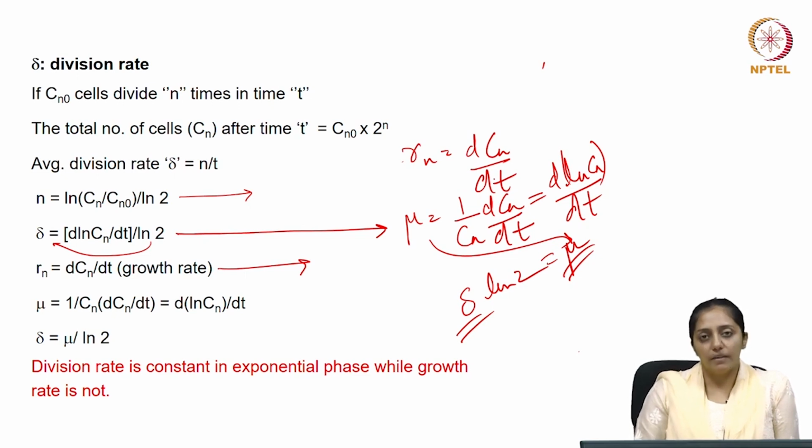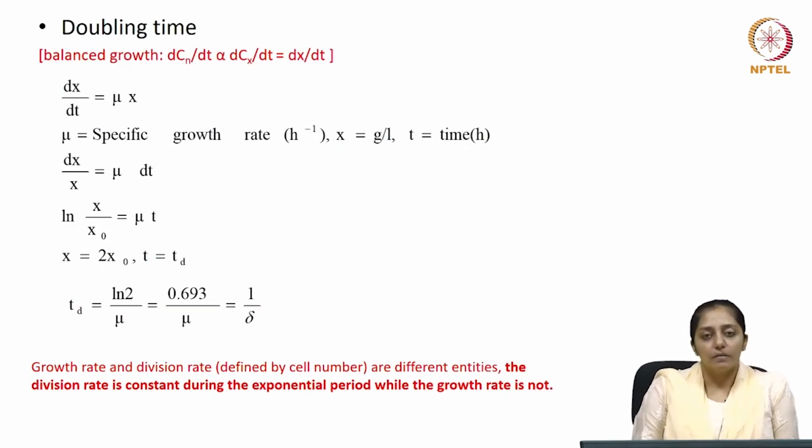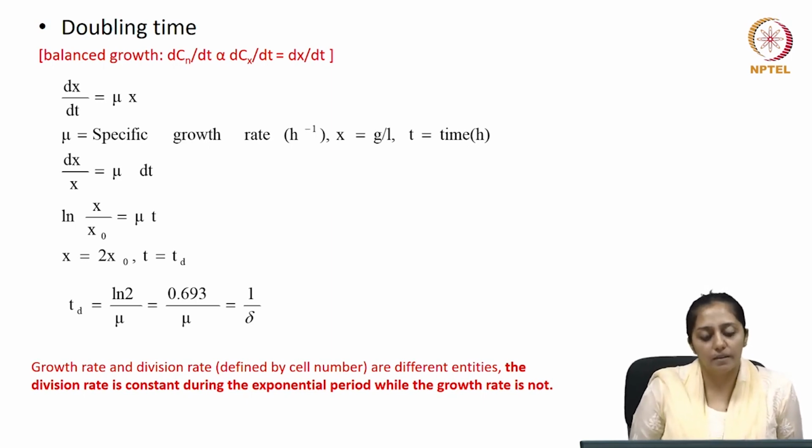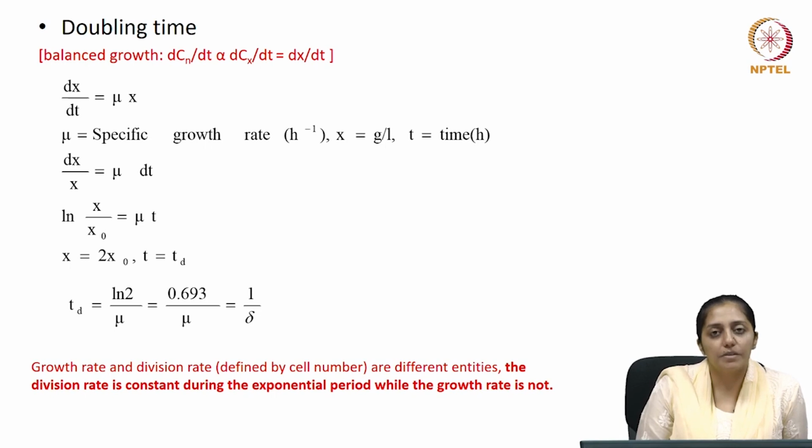Because the specific growth rate during the exponential phase is constant at its maximum till the substrates are in excess, the division rate is also at its maximum. However, the growth rate, which is dCn by dt, will not be a constant, it will keep on increasing during the exponential phase. Let us try to find a correlation between the division rate and the doubling time as well as the specific growth rate. As you can see on the slide, this is easy to understand.